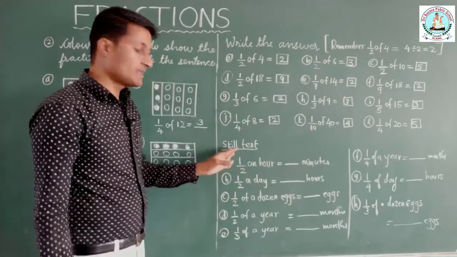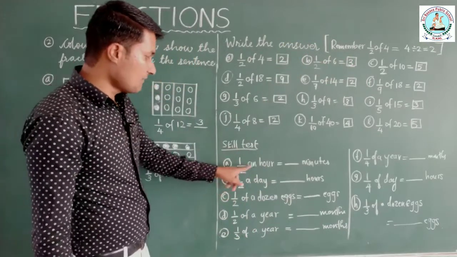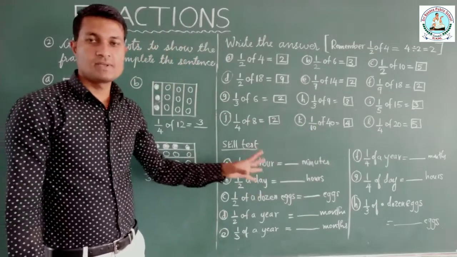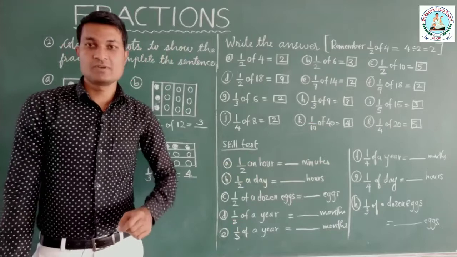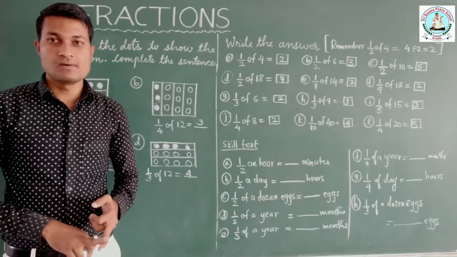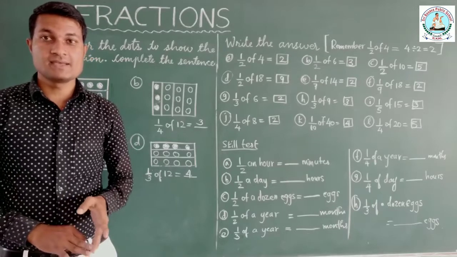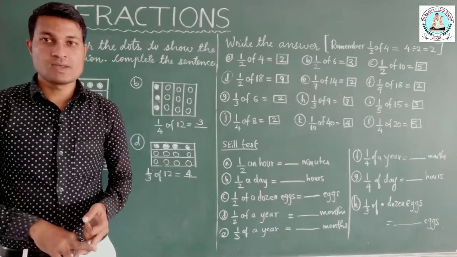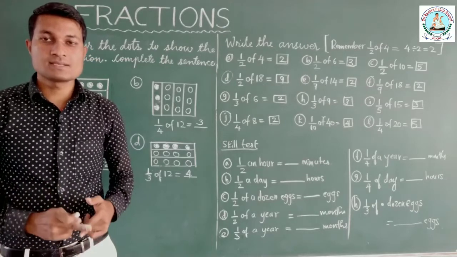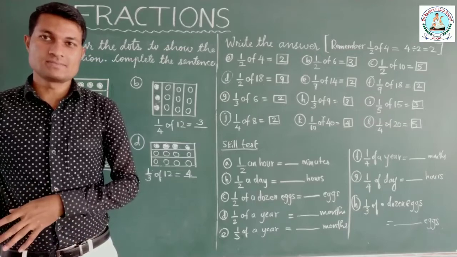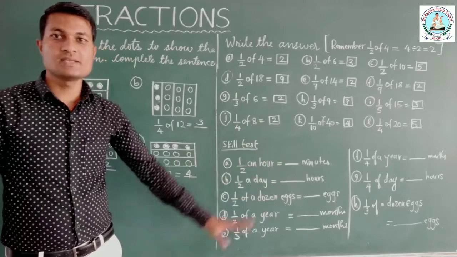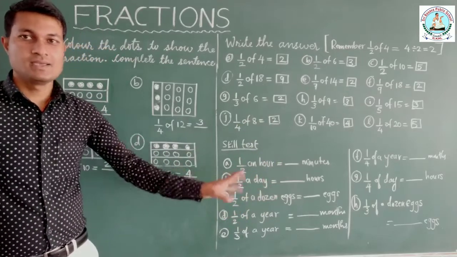Let's go for the next main, that is skill test. Half an hour, blank minutes. Before solving this, you must know some facts: 1 hour equals 60 minutes, 1 year equals 365 days, 1 year equals 12 months, 1 day equals 24 hours, 1 dozen of something equals 12 items. These are the things you must know before solving these questions. Then solving this is very easy.